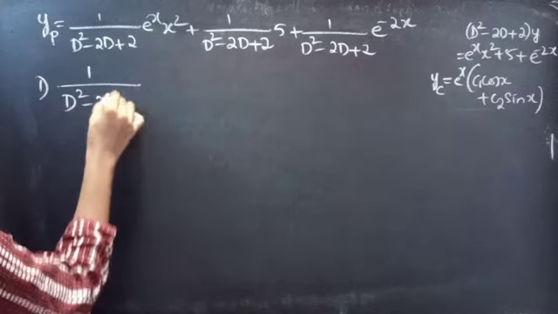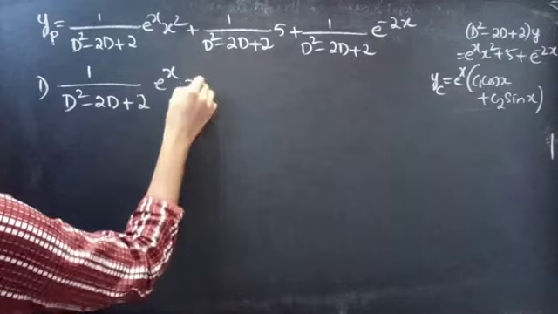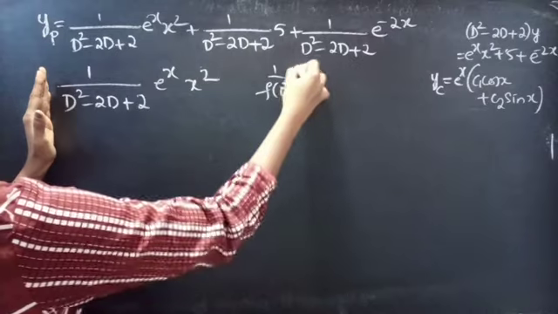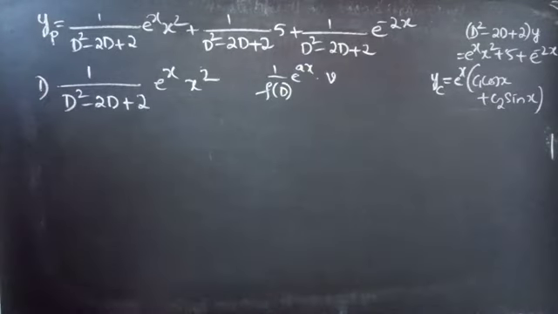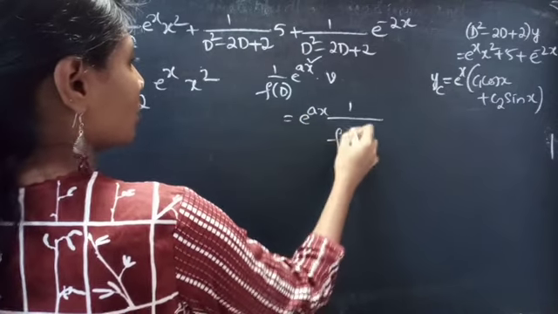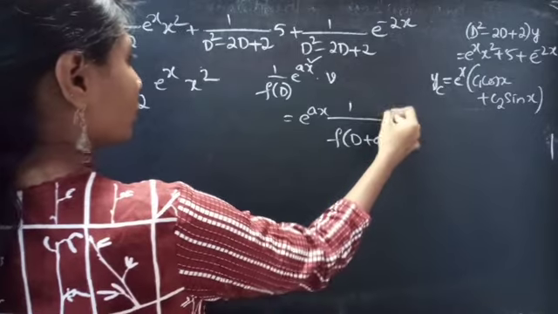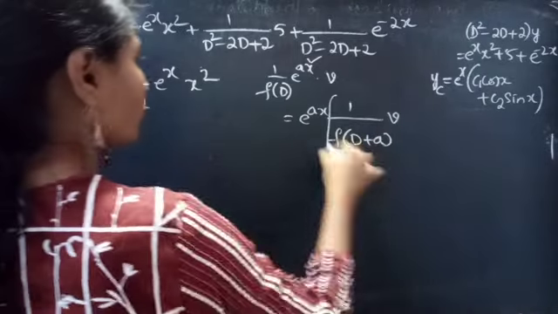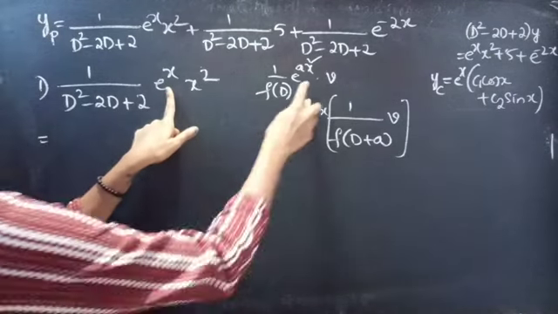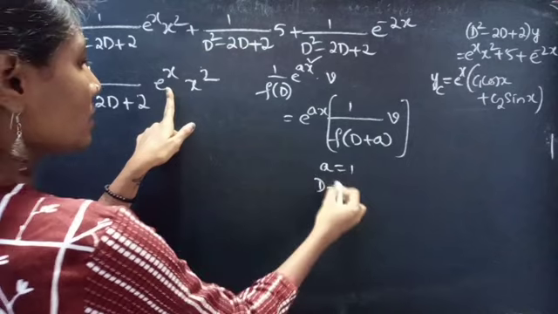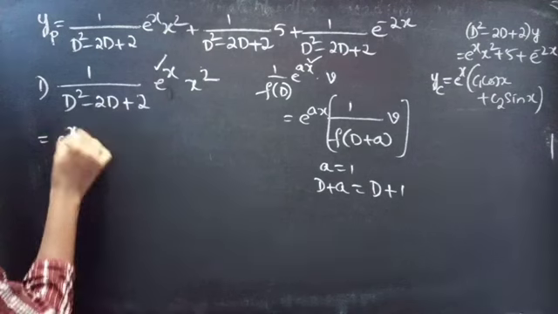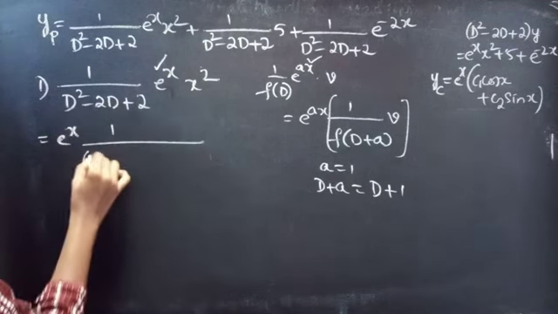1 by f of D into e power x into x square. Right? This is of the form 1 by f of D into e power ax into V. So here we are going to shift e power ax towards left by replacing D with D plus a into V. Later we'll operate V with 1 by f of D plus a. So now compare e power x with e power ax, and for a equals 1 we'll find D plus a, which equals D plus 1. Shift e power x towards left by replacing D with D plus 1.